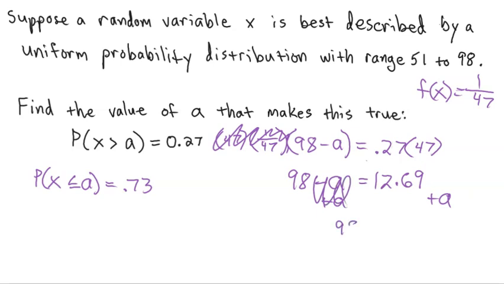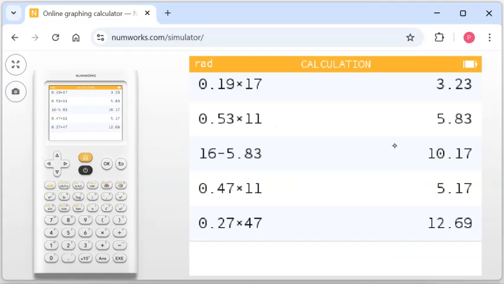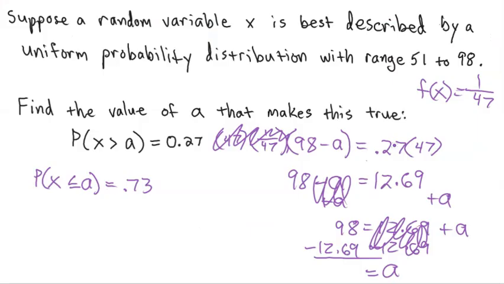It'll cancel here. Now I have 98 is equal to 12.69 plus a. Then I'm going to subtract 12.69 from both sides. 12.69 on the right side, it's going to cancel. And I'm going to have a equals, whoops, that equal sign didn't work out well, equals a. And 98 minus 12.69 gives me 85.31. So 85.31. And now if you want to be the person who says, well, I prefer to do it the other way, let's go ahead and do it the other way.